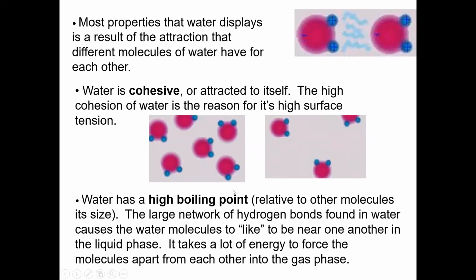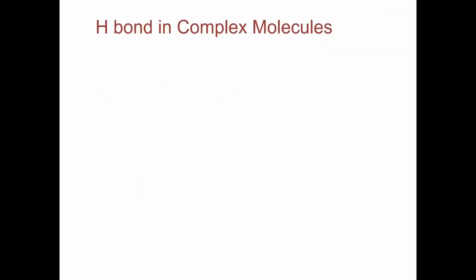Also, water has a high boiling point. I've already explained that, relative to other molecules of its size and bonding, it is because of the large network of hydrogen bonds found in water. Each H2O, H2O, H2O is linked together by hydrogen bonds. It will take a lot of energy to rip them apart, to separate them into the gaseous phase. That is why water always has a high boiling point, because you need energy to break the hydrogen bonds in the network of water molecules.